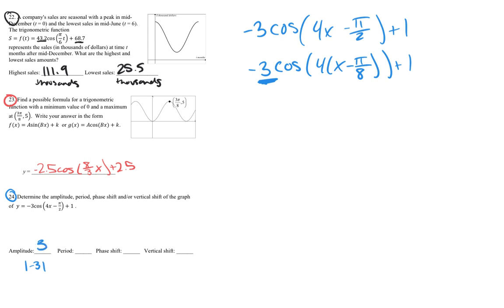For our period, we're looking at this 4 that's multiplied by our x. And so remember, period is equal to 2 pi over b, where what's in our function is b. So we're looking for p. So we know that p is equal to 2 pi over 4. So then our period is equal to pi over 2. Our period is pi over 2.